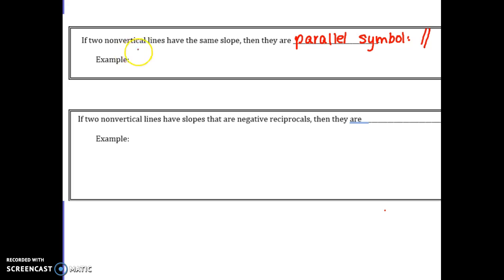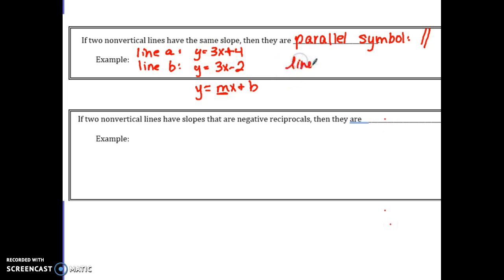In my example, if I had line A, y equals 3x plus 4, and then for line B, y equals 3x minus 2. We notice they both have the same slope because we always look at the equation in slope-intercept form. When we've solved for y, the m is the slope. In this case, line A is parallel to line B.